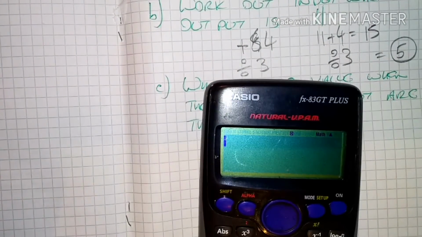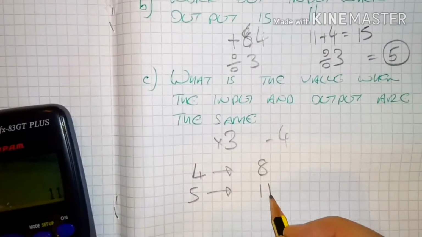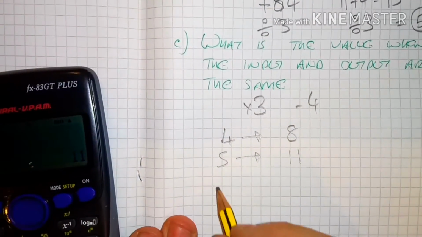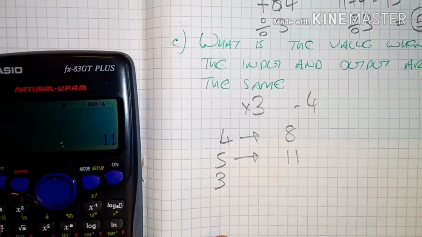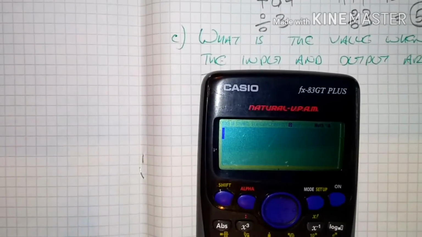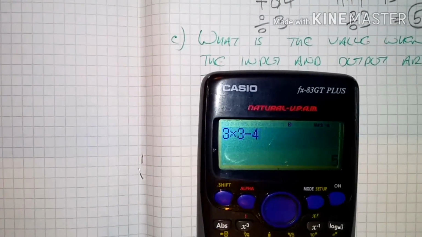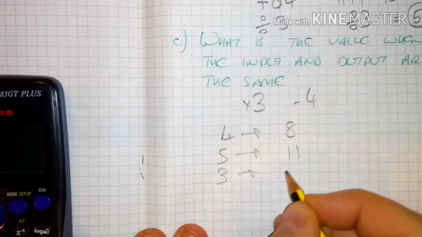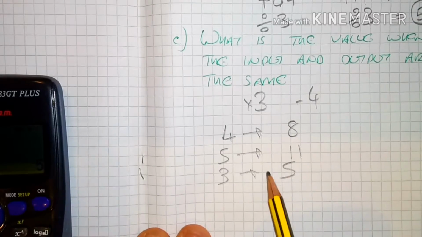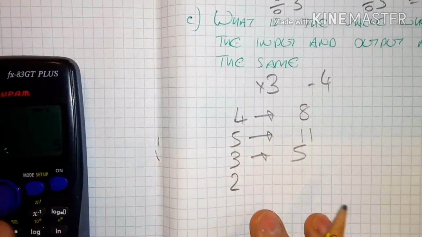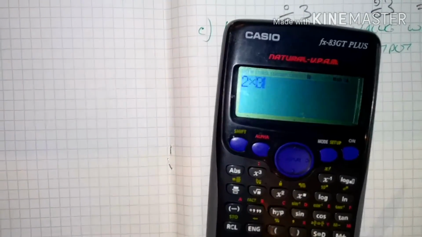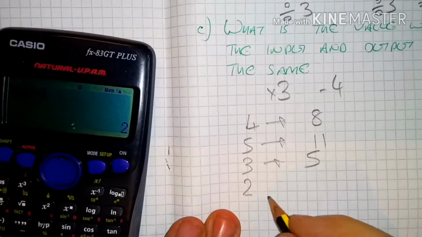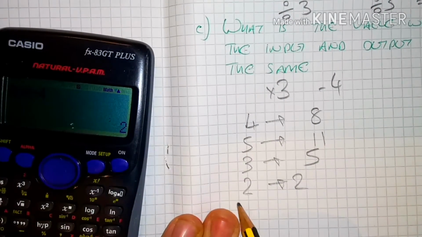So 5 times 3 minus 4, which is 11. I'm sorry, getting further away now. So I'm actually going to do 3. So 3 times 3 minus 4, which is 5. I'm sort of bridging this gap a little bit, so I'm now going to try 2. 2 times 3 minus 4, which is 2. So my answer is 2.